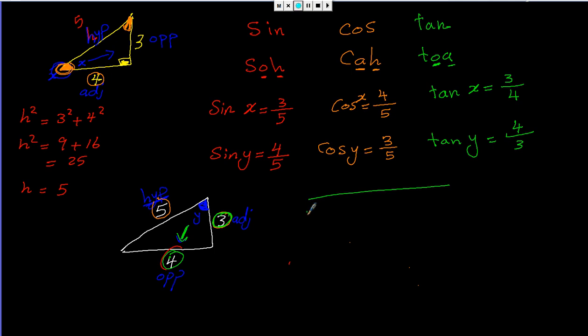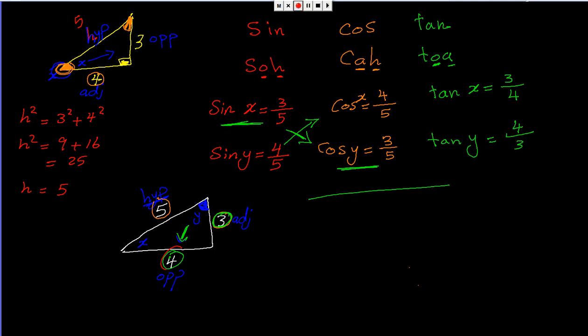In the previous, we can notice that sine x equals cosine y, and also sine y equals cosine x. Remember, what is the relation between x and y? Yes, their sum equals 90 degrees. They are complementary angles.